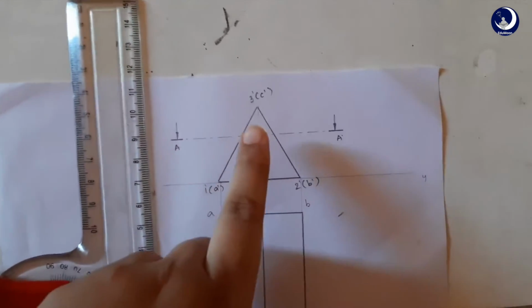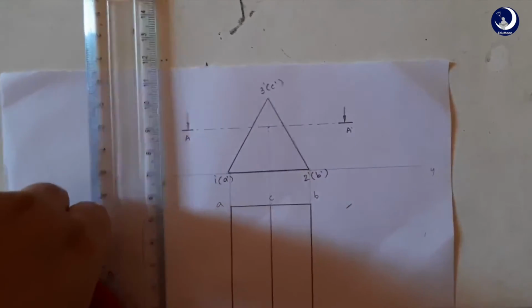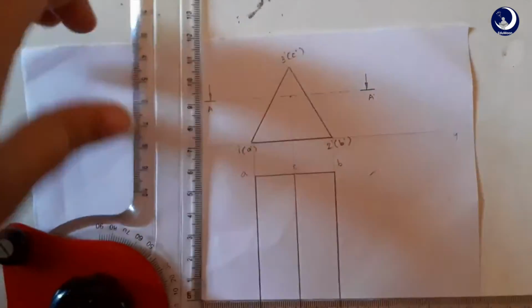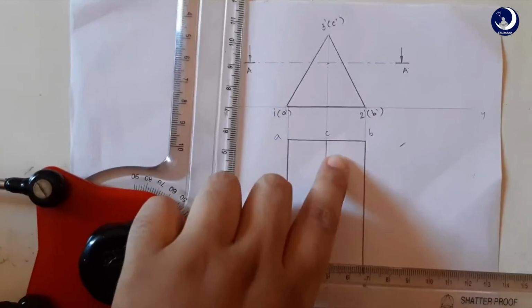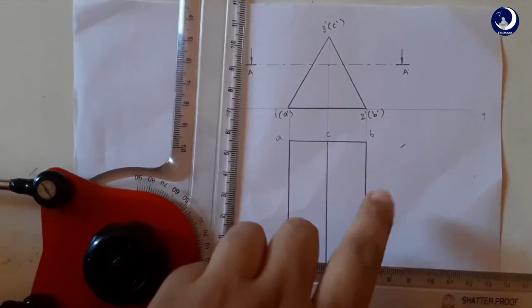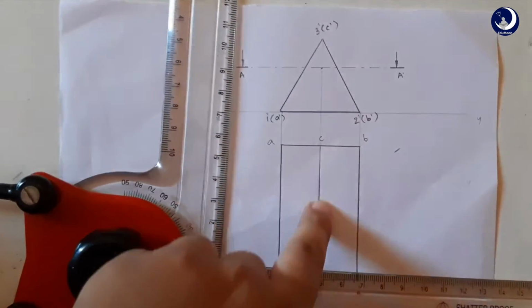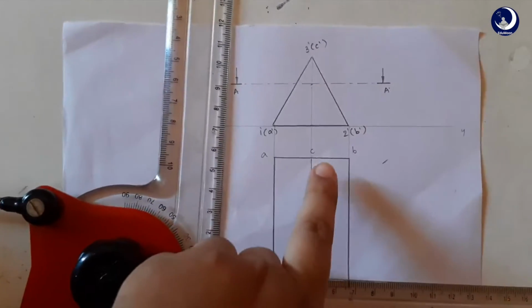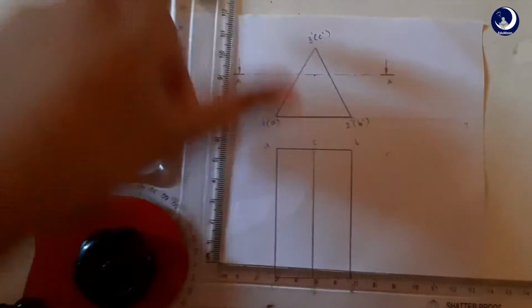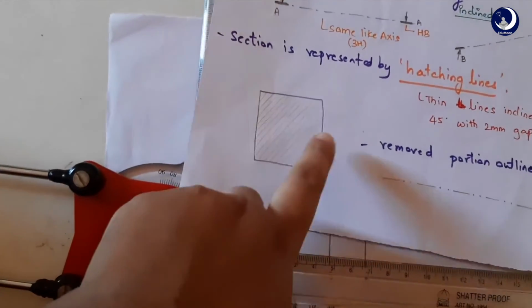Now, that means this portion is removed, right? So now we are going to project these points over here to represent the sectioned portion. In that case, this part is removed. So this line won't be there anymore because we are removing this part. Instead, we need to represent the sectioned portion using hatching lines as discussed before.